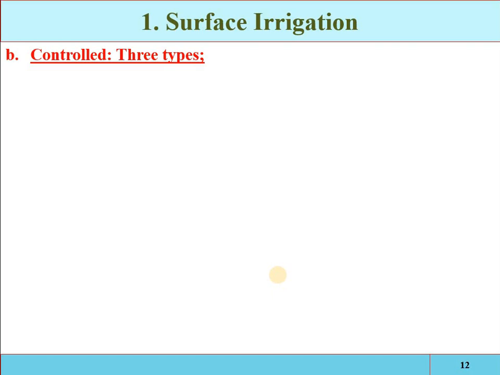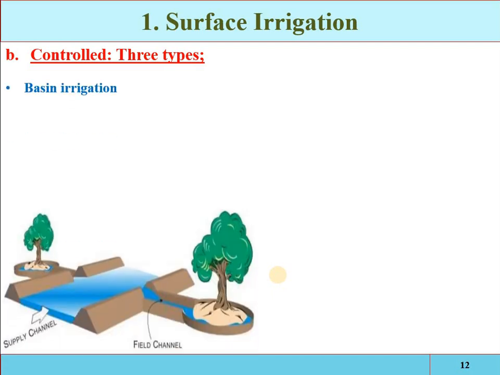And there are mainly three types of controlled surface irrigation. One is basin irrigation. See, if this is the main supply channel, this is the main field channel. So for each tree here you can construct a type of basin, either circular or rectangular or square. Here you can see that the water will be diverted from the main supply channel into the basin, and this basin will be properly flooded and filled up with the irrigation water. Then the flow will be cut off from this point, so that water will be available for infiltration into the root zone of this plant.